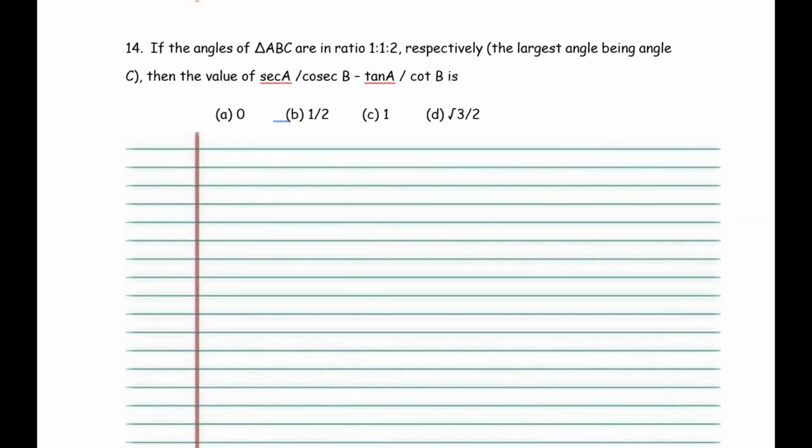Moving to question number 14. If the angles of triangle ABC are in the ratio 1:1:2 respectively, the largest angle being angle C, then the value of secant A divided by cosecant B minus tan A divided by cot B is. Students, they are given the ratio of the angles are in the ratio 1:1:2.